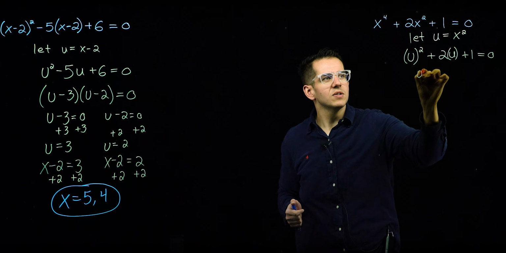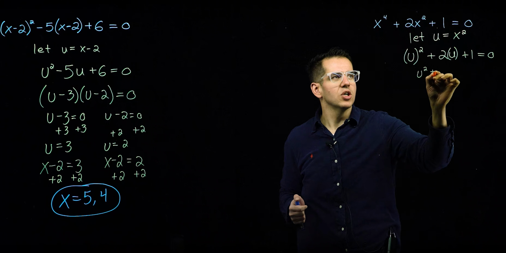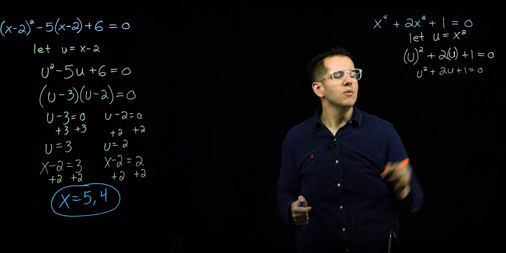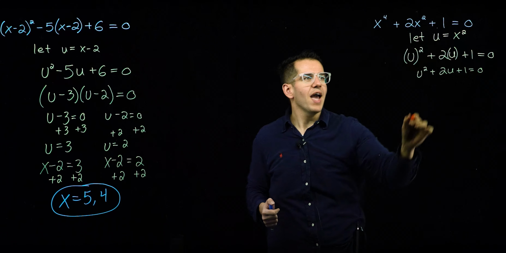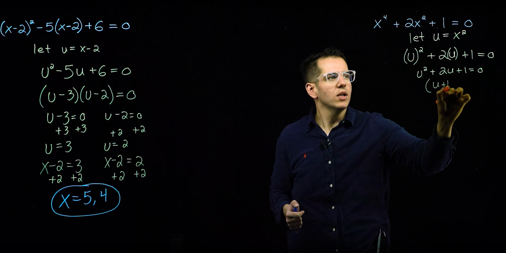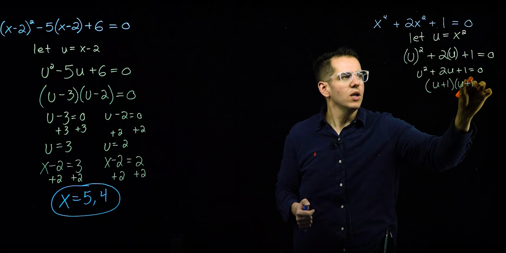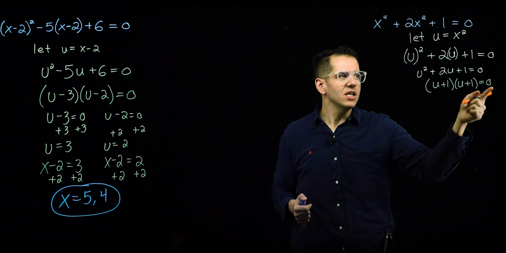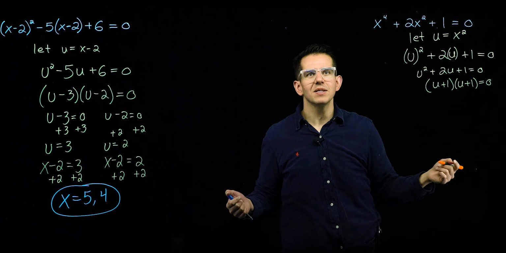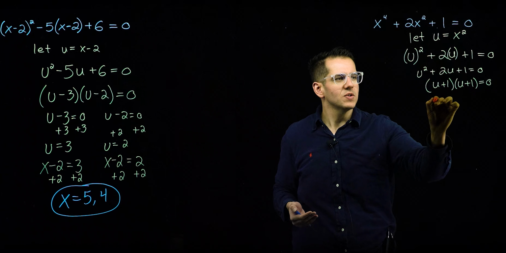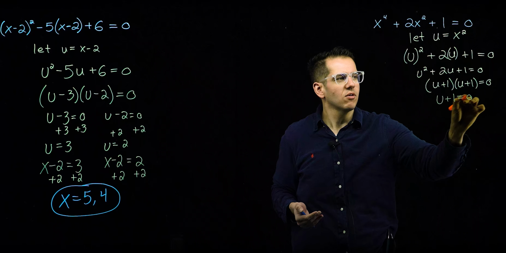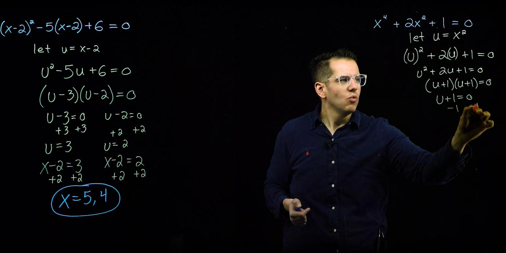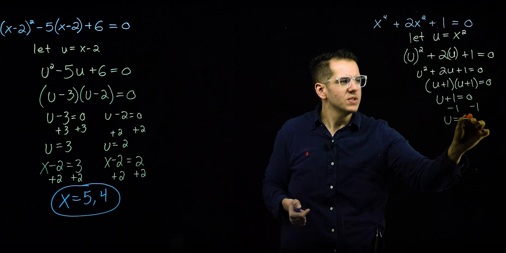Suddenly, this is just a standard quadratic equation. U squared plus 2u plus 1 equals 0, which we can quickly factor into u plus 1 times u plus 1, and now solve by setting each factor equal to 0. Since this is the same factor repeated, we can just say u plus 1 equals 0, and solve for u by subtracting 1 from each side to get u equals negative 1.